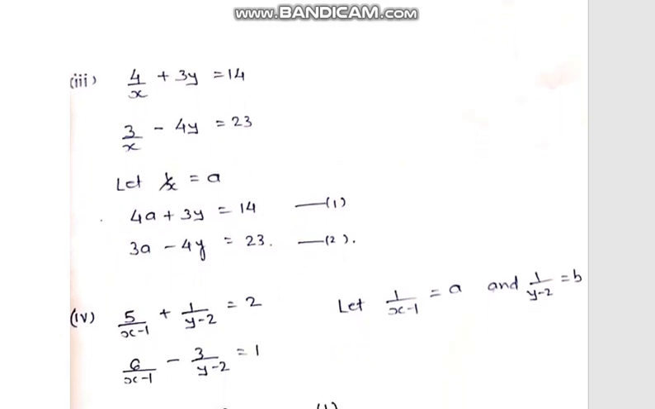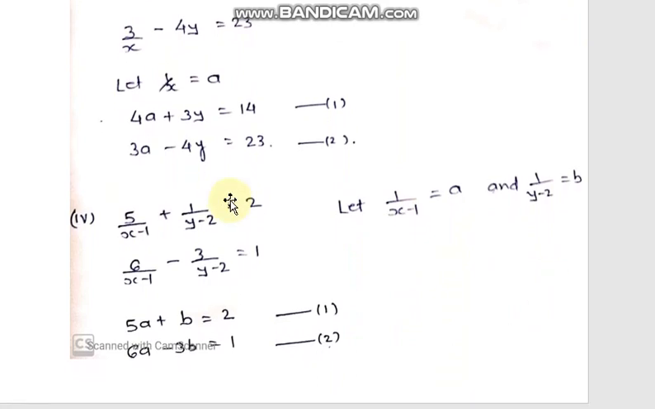Now the next one: 5 upon x minus 1 plus 1 upon y minus 2 equals 2, and 6 upon x minus 1 minus 3 upon y minus 2 equals 1. Again x minus 1 and y minus 2 are not in linear form. So in the same way we will consider 1 upon x minus 1 equals a and 1 upon y minus 2 equals b, and use substitution.